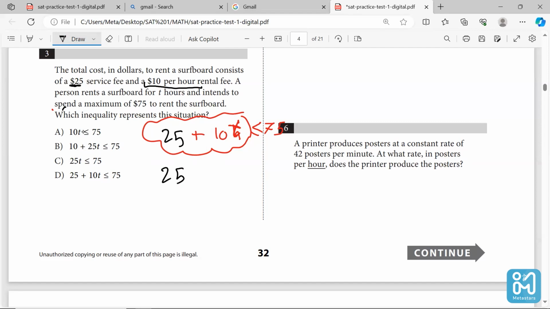$25 that I'm going to pay only one time plus $10 per hour. How many hours do I have? It's unknown, but I have a budget. In the budget, it should be until 75. You can spend 75 or less. So clear, my answer is going to be what? B. I hope you understand, guys. If you have any question, any problem, just raise your hand or just send any question in the conversation, okay? Now, question 3, I'm done with it.